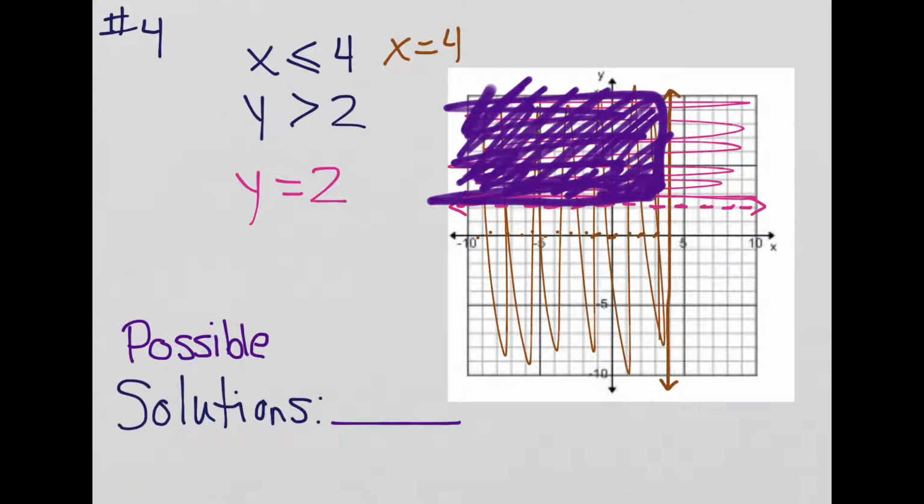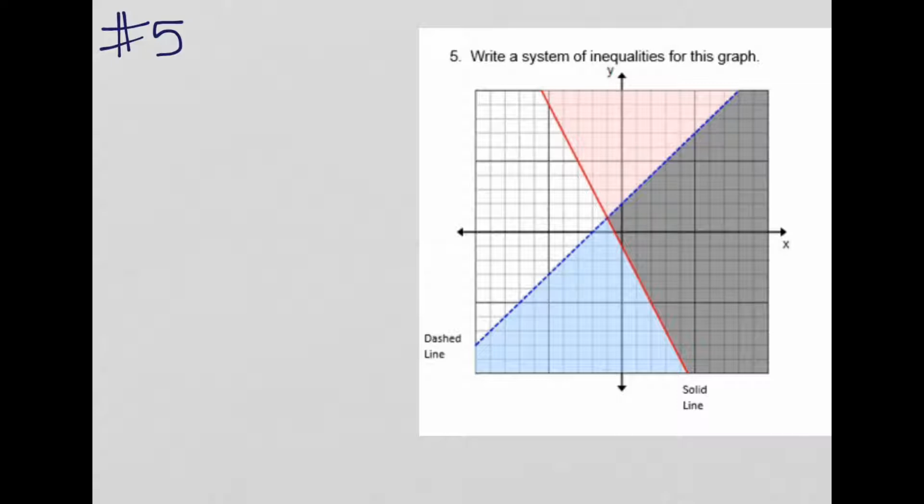Well, what are some possible solutions? Some points that are in that region. Looks like maybe 0, 10. That would work. Or negative 5, 5. You guys pick two different solutions than me. That's kind of fun. Just pick 2 of your favorite points that are in the dark area, write them down. Number 5 is going backwards.